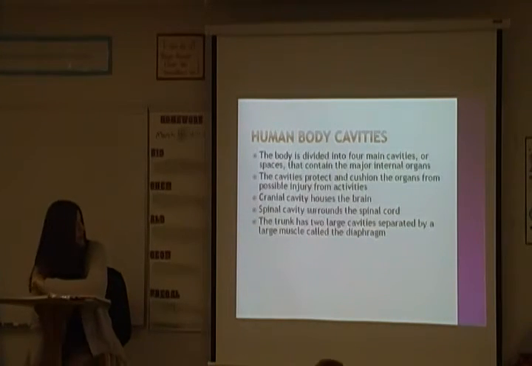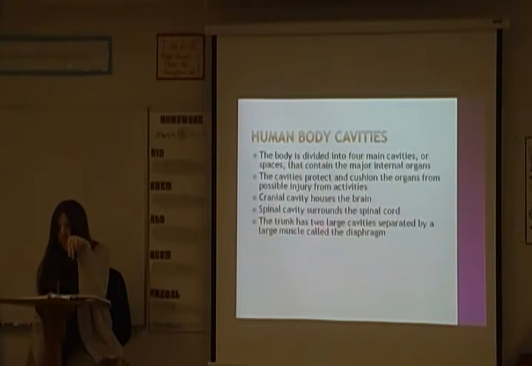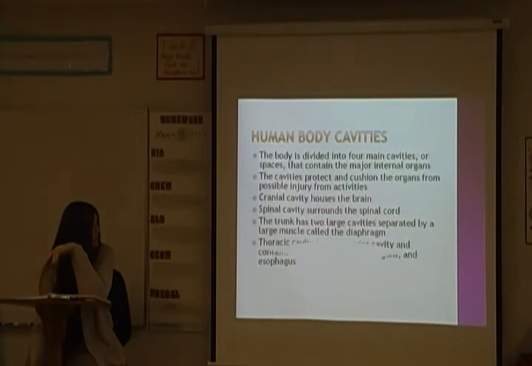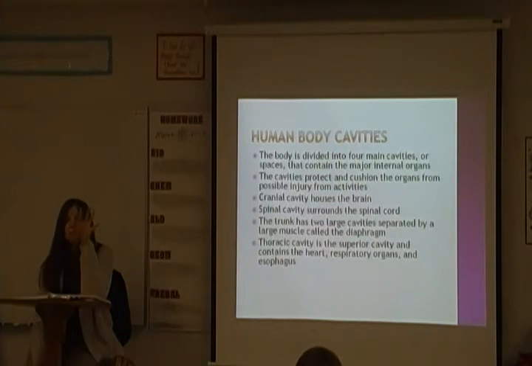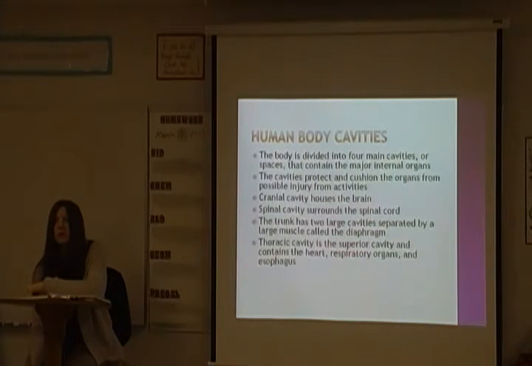Now, the trunk actually has two main cavities, and those two cavities are separated by an organ called the diaphragm. The diaphragm is basically just one large muscle. It functions during respiration, but it does divide the body into these two cavities. The first, or the superior cavity, the one on top, is called the thoracic cavity. It has your heart, your respiratory organs.